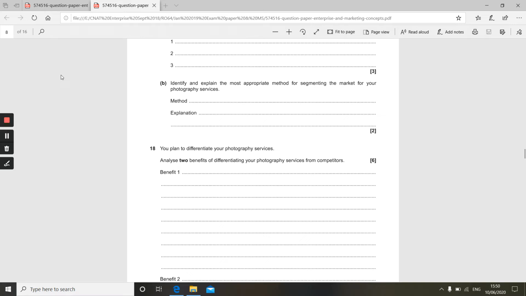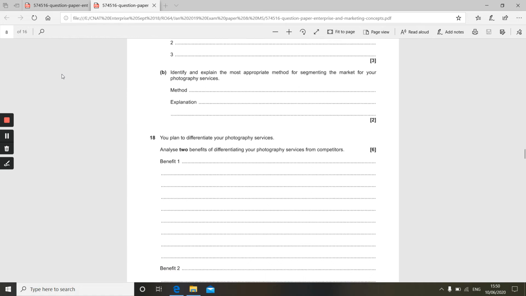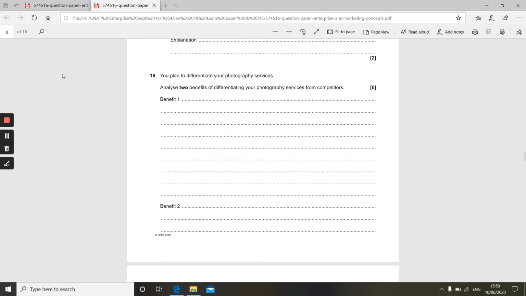Question 18. It says you plan to differentiate your photography services. So differentiate means make your business different. How can you make it stand out? And you are to give 2 benefits of differentiating your services from competitors. So this is 6 marks. So the 6 marks will be split into 2. So you get 2 sets of 3 marks.